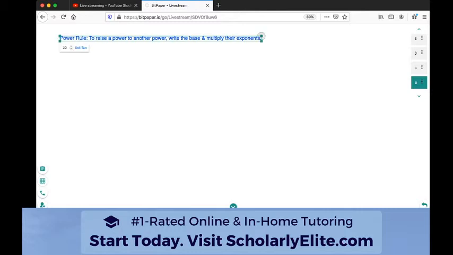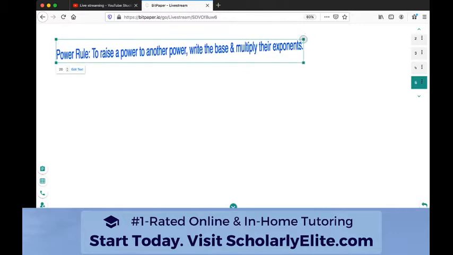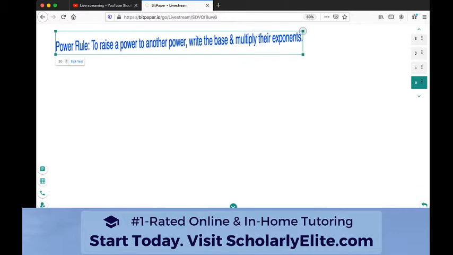Let me just make this a little bit bigger. Oh, not trying to do that. Wasn't trying to do that either, but okay. There we go. This is the power rule. Made it look fancy, I guess. Hopefully you guys can read that.